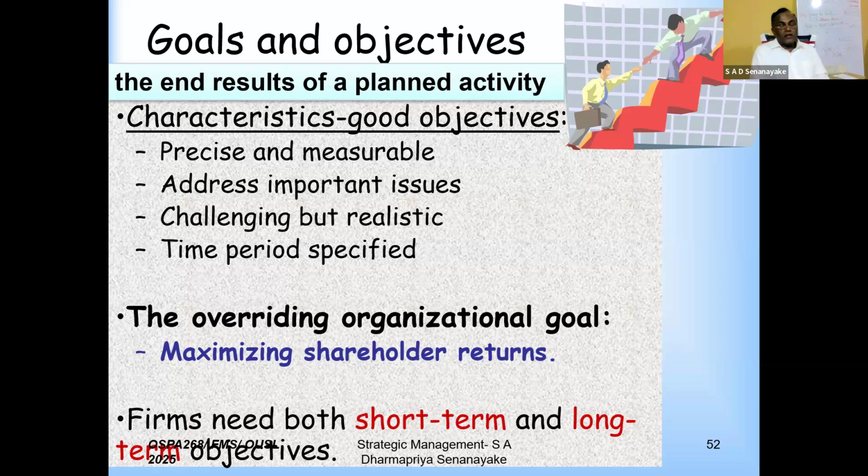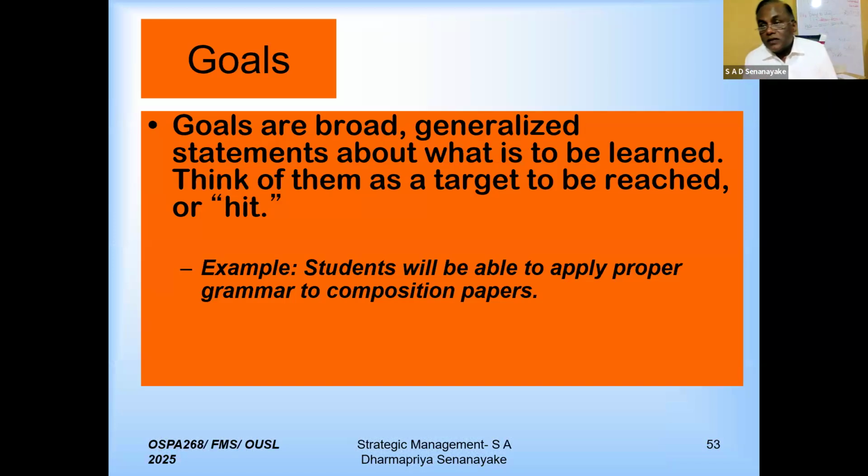And friends, for many organizations, really speaking almost all organizations, the supreme level organization goal is to maximize shareholder returns. Maximize shareholder returns in terms of dividends as well as capital gains. So when we address goals and objectives, organizations need long-term as well as short-term objectives. And when we address goals, they are broad, generalized statements.